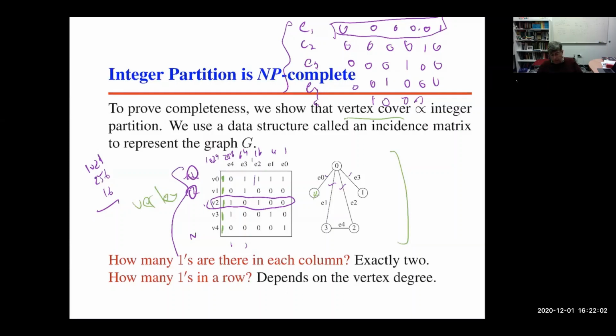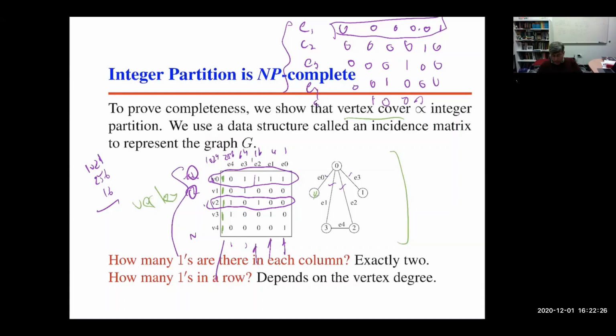Well, if you think about it, there's going to be k rows. If I add them together, in each column, if I take two things that are a vertex cover, if I add those rows together, what am I going to get?